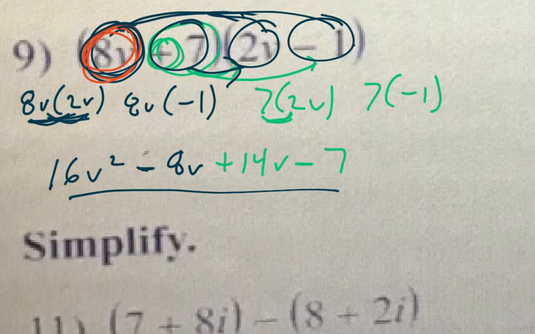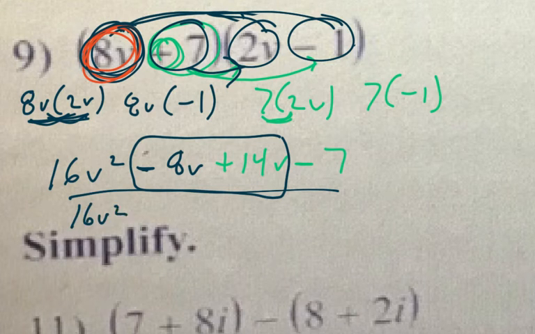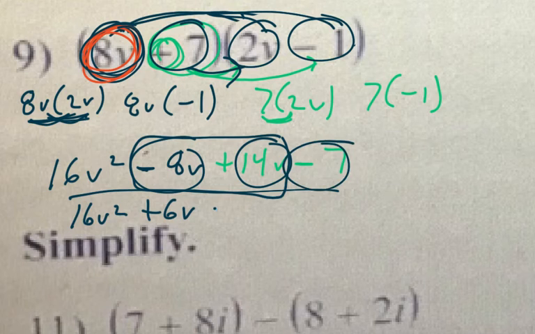It's not quite done yet because notice the two middle terms are both v's. We can combine them. We call that combining like terms, right? So our final result is going to be 16v squared, the 14 and the minus 8 make 6v, with a minus 7. And there's our final result.